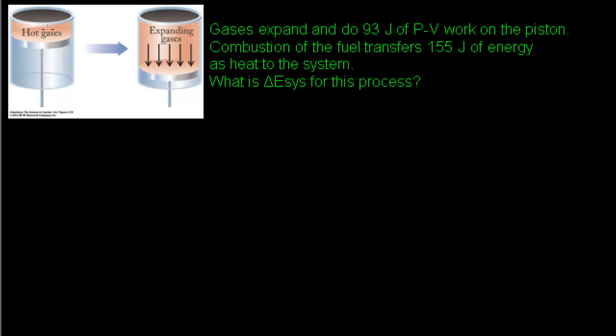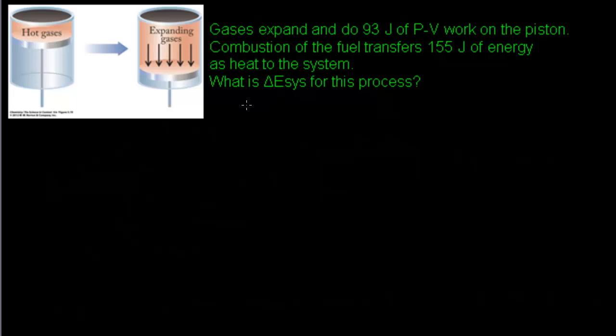So there's also this combustion process that takes place, and when that combustion reaction happens in here, that's our system, the gases, that energy is going to be transferred to the system, so it's going to stay in the system. It's going to heat those gases up. So how much energy gets transferred? 155 joules of heat energy goes into the system from this chemical reaction. And so we want to know what is delta E for the system for this process.